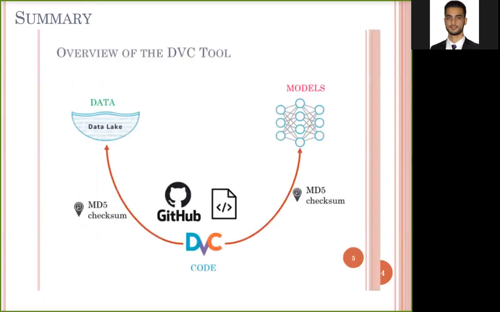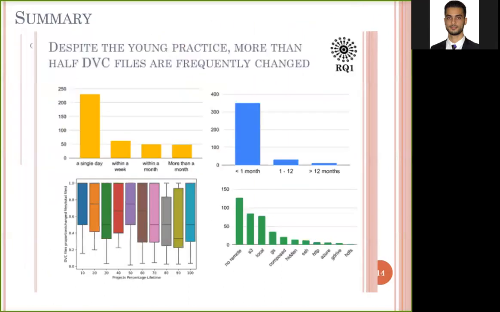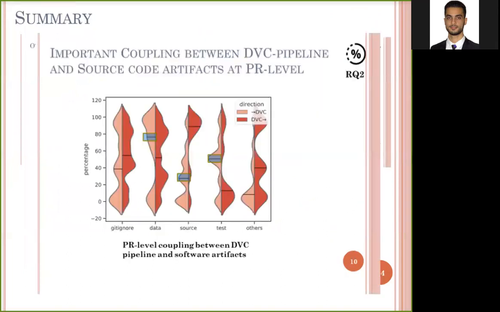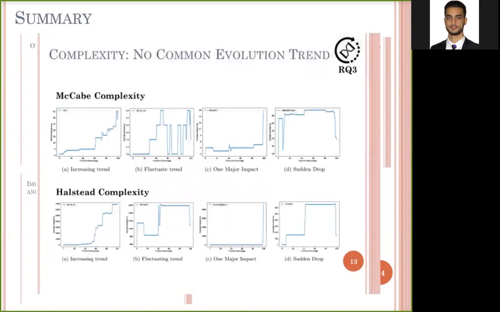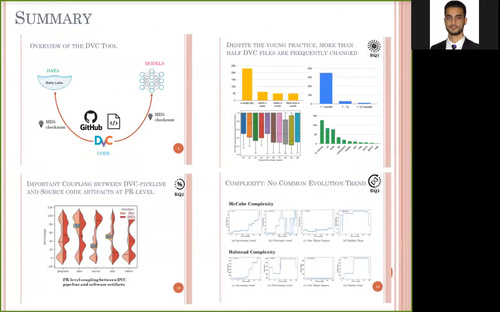So as a summary of our presentation, first, we show how DVC is a layer on top of GitHub and how it makes pointers to the data and models. Second, we show how DVC shows a high change frequency in DVC files in RQ1 despite its young practice. Third, we show how DVC has a high coupling with the source code artifacts at the pull request level, shown in RQ2. And finally, the complexity trend evolution of the machine learning pipeline. Thank you for attending the presentation.